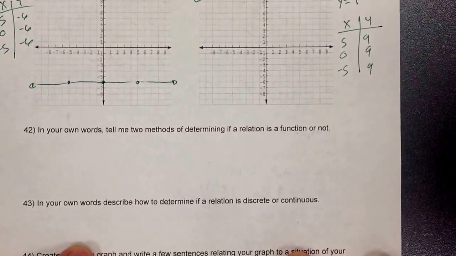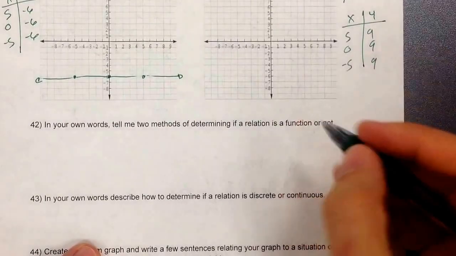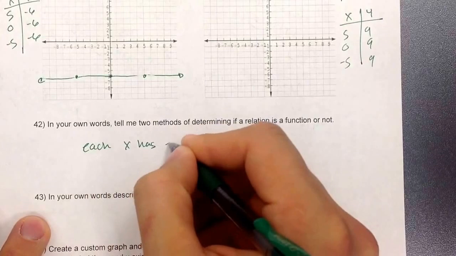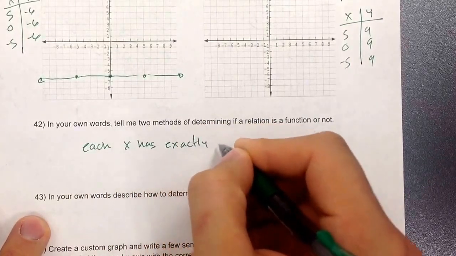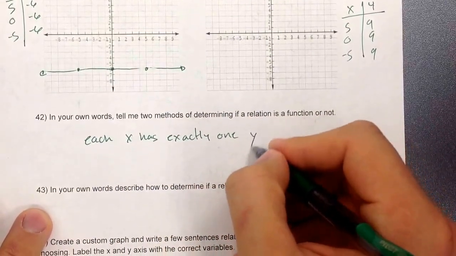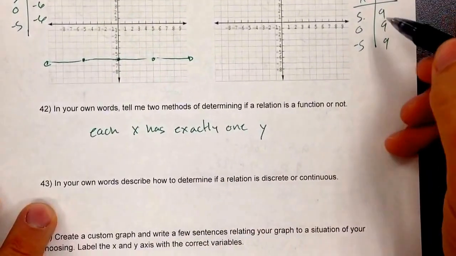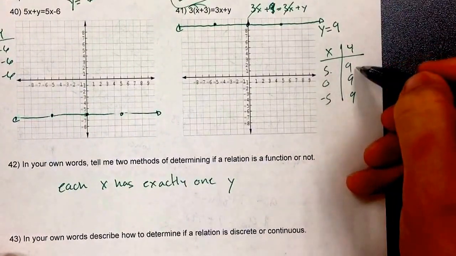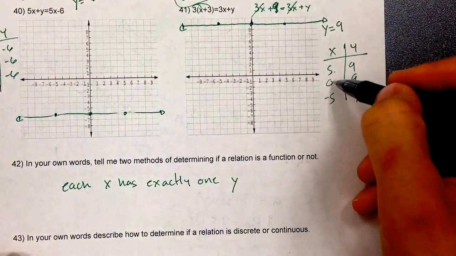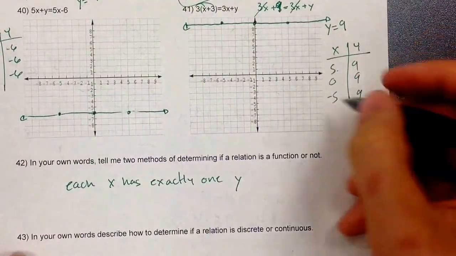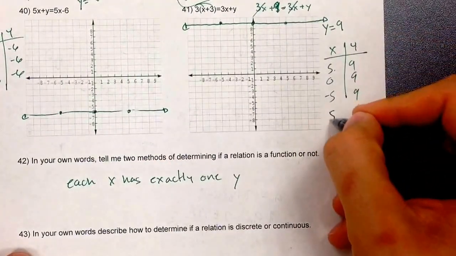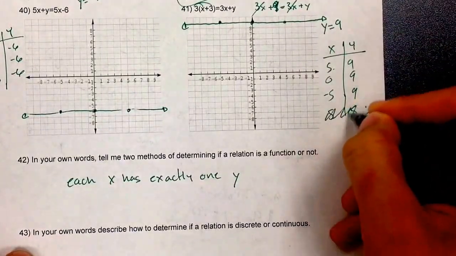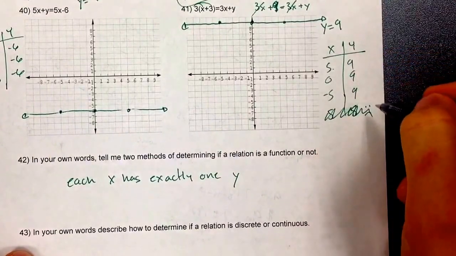All right, in your own words, 2 methods of determining if something's a function or not. All right, so each x has exactly 1 y. That's on tables and stuff where you've got the tables like this. Each x has exactly 1 y. So this one's a function because anytime I pick 5 for x, I get a 9 for y. Every time I pick 0 for x, I get a 9 for y. What would make it not a function in this case is if I had a 5 for x and I had another choice for y, like an 8. That's what makes it not a function. So as long as each x has only 1 y choice, you're good.